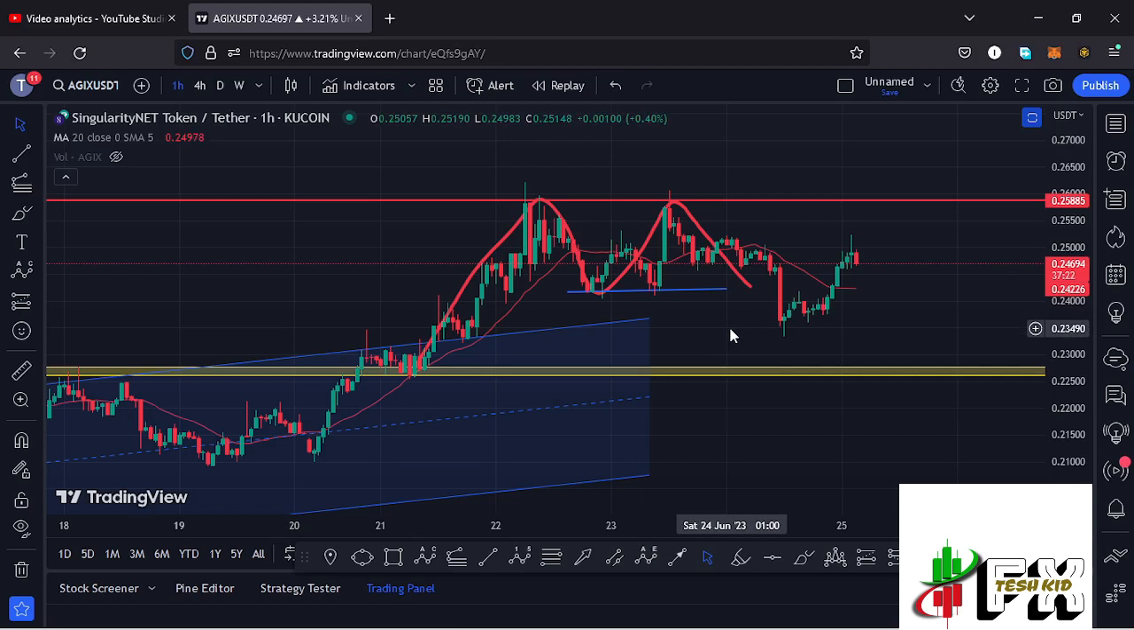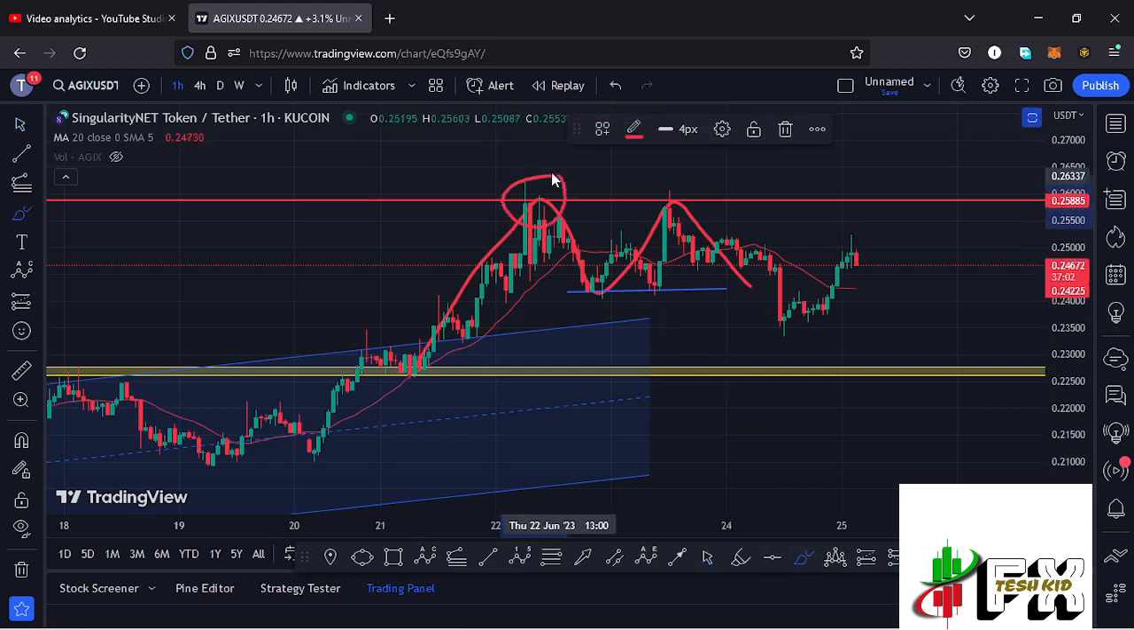And allow me to first focus on a chart pattern that I gave you yesterday, which was this double top, where you can see that we have been trying to break through our key area of resistance at around the $0.25885 mark with no success. And as a result of that, we saw the formation of this double top right here.